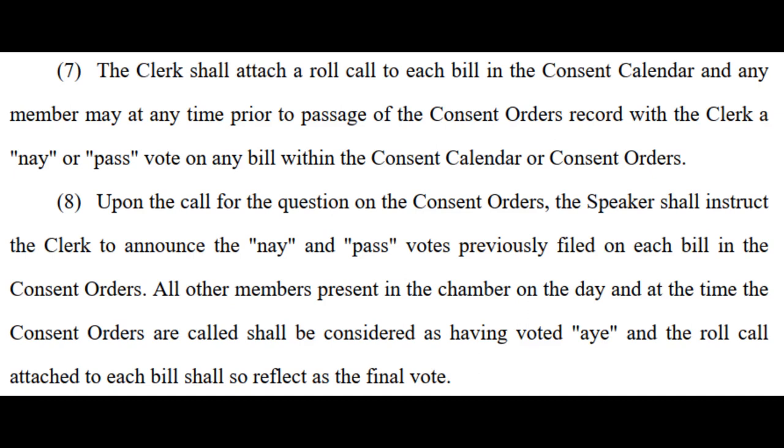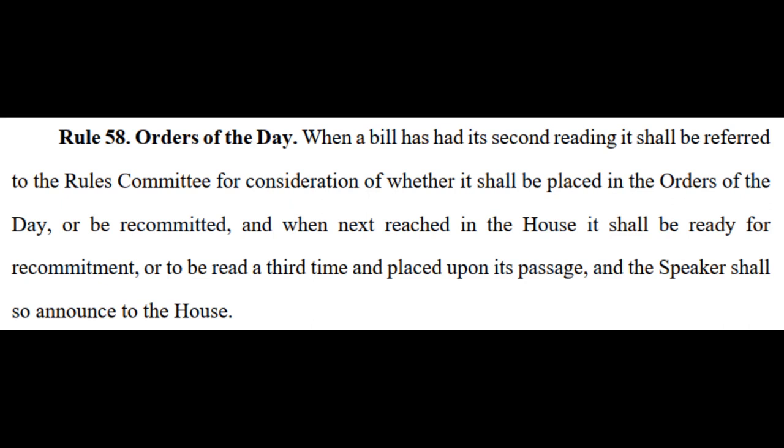7. The clerk shall attach a roll call to each bill in the consent calendar, and any member may at any time prior to passage of the consent orders record with the clerk a nay or pass vote on any bill within the consent calendar or consent orders. 8. Upon the call for the question on the consent orders, the Speaker shall instruct the clerk to announce the nay and pass votes previously filed on each bill in the consent orders. All other members present in the chamber on the day and at the time the consent orders are called shall be considered as having voted aye, and the roll call attached to each bill shall so reflect as the final vote.